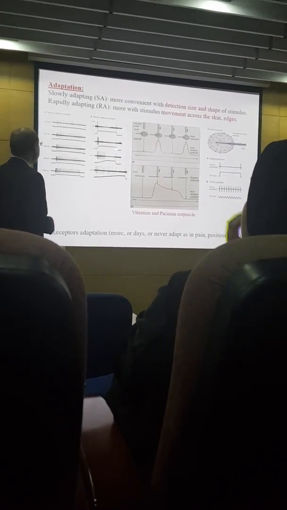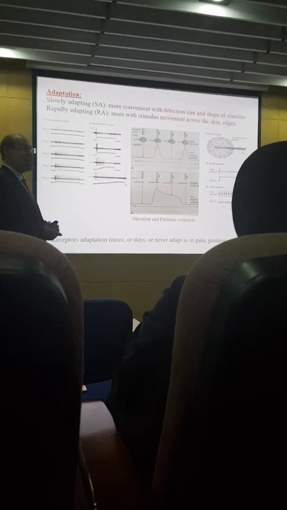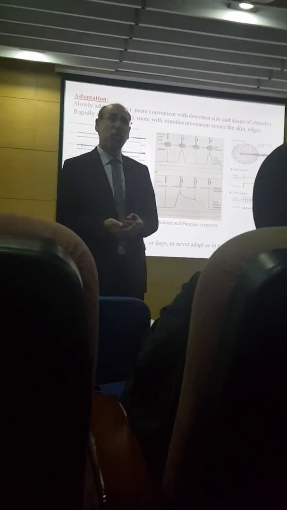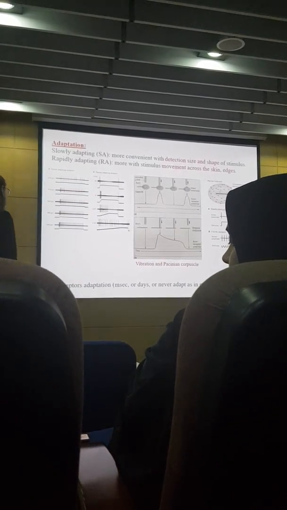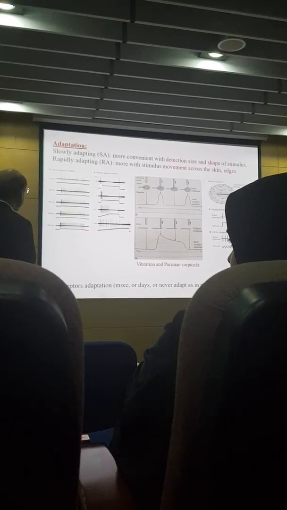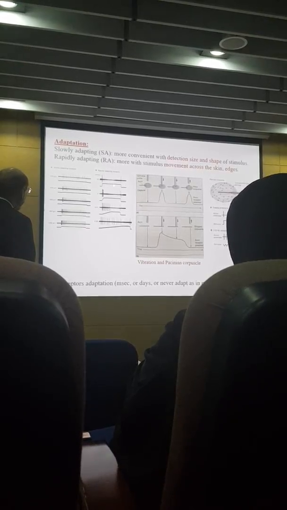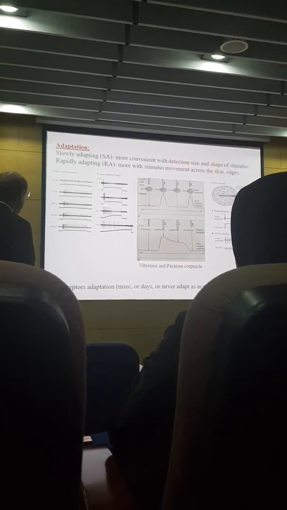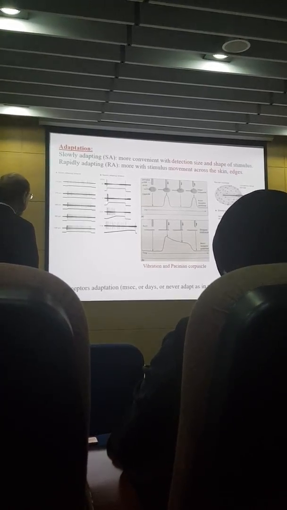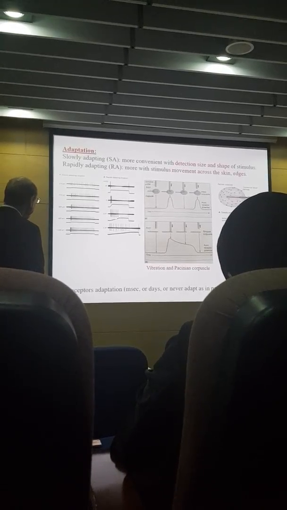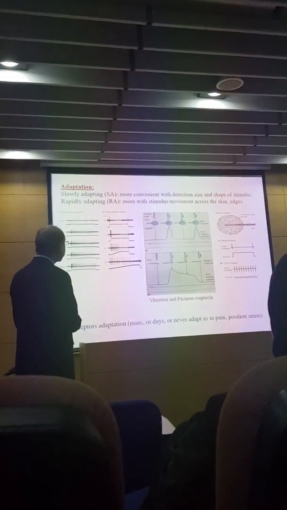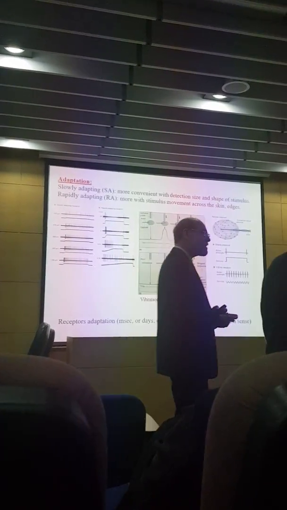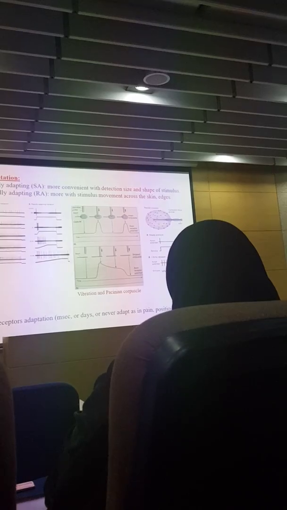Now, if the receptor is rapidly adapting, what does rapidly adapting mean? It responds only to changes. It responds only if the stimulus is on. So you see when I make stimulation, there is a response. After that, there is no response. If the stimulus is changing, the receptor is responding only while the stimulus is changing. If the stimulus becomes fixed, then there is no response. This is what they call rapidly adapting.